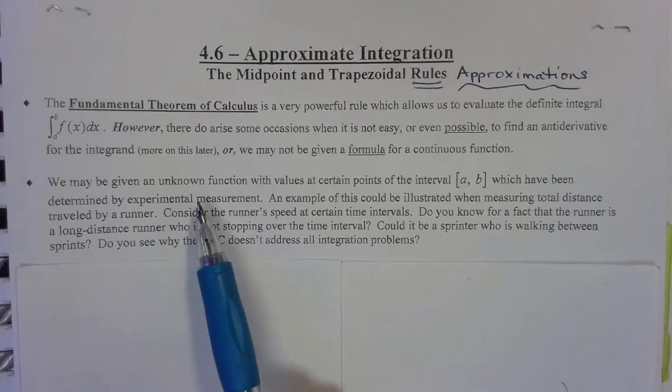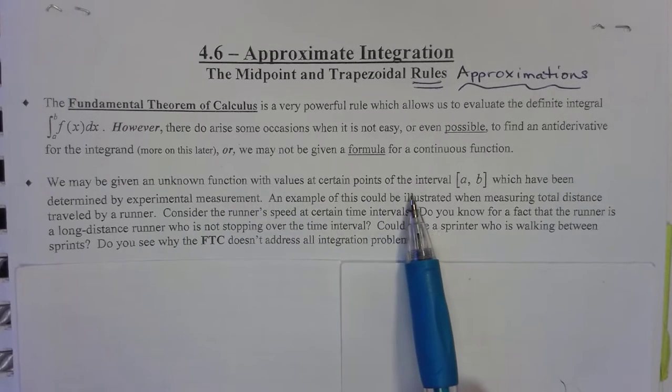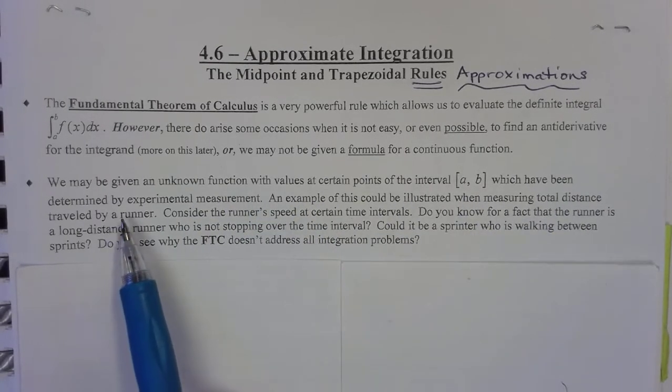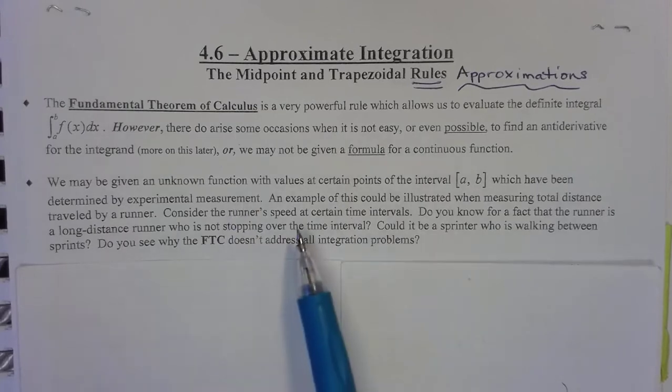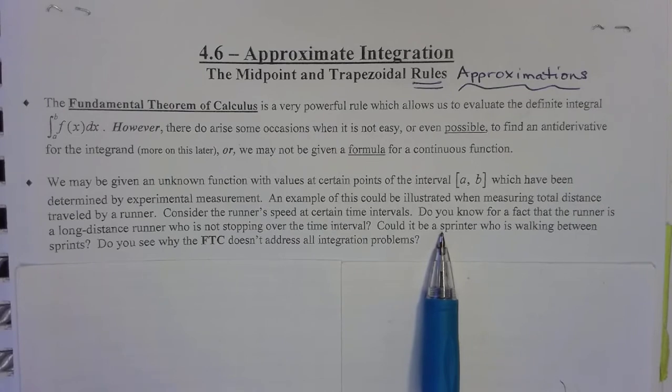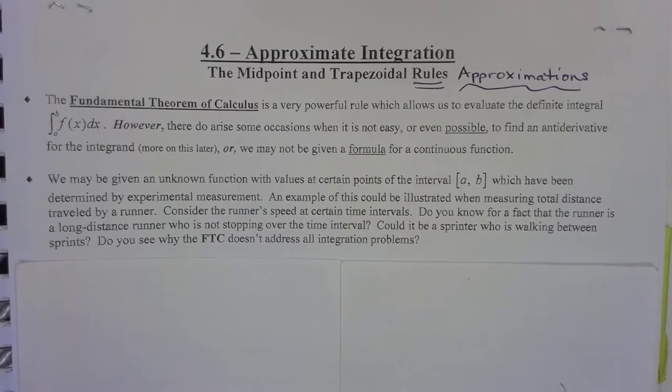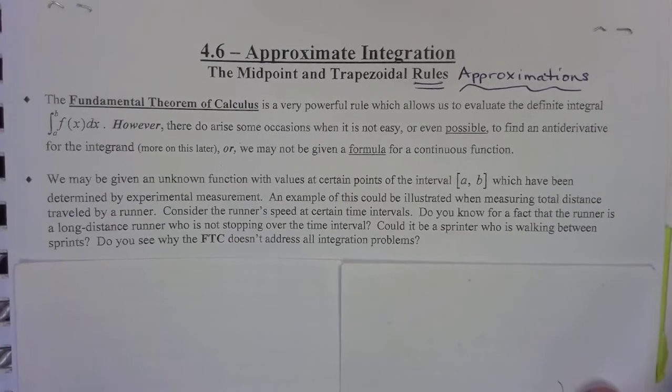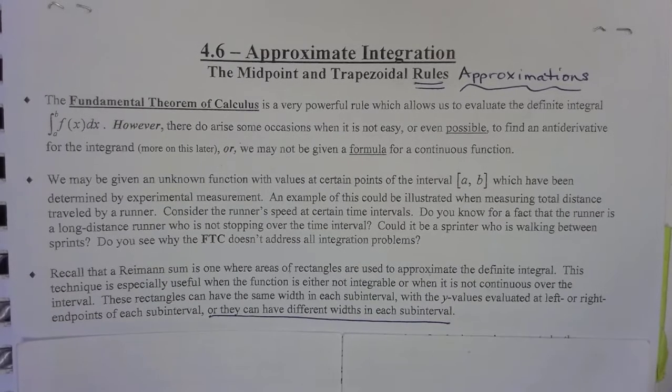We may be given an unknown function with values at certain points of a closed interval a to b, which have been determined by experimental measurement. An example of this could be illustrated when measuring total distance traveled by a runner. Consider the runner's speed at certain time intervals. Do you know for a fact the runner is a long distance runner who is not stopping over the time interval? Could it be a sprinter who is walking between sprints? Do you see why the fundamental theorem of calculus doesn't address all integration problems?